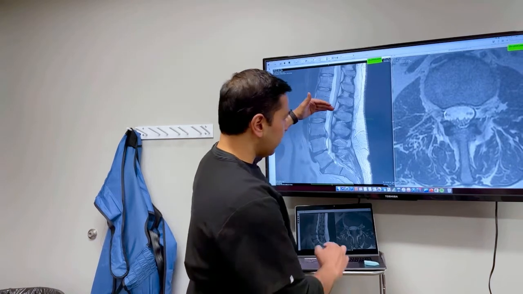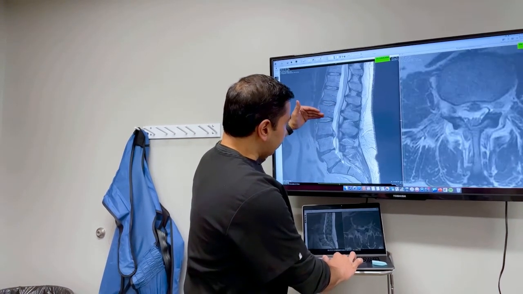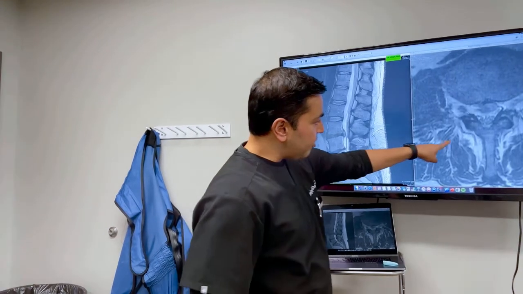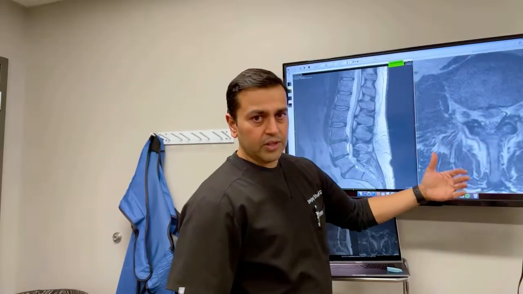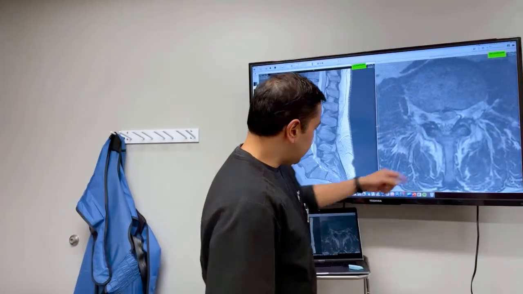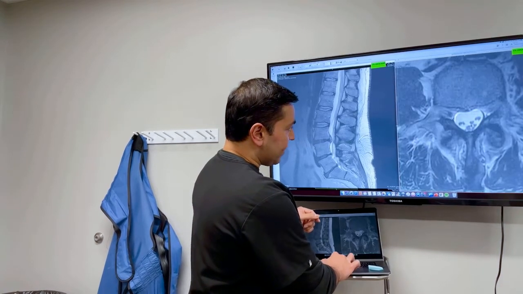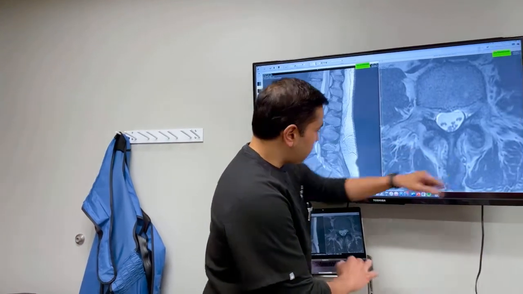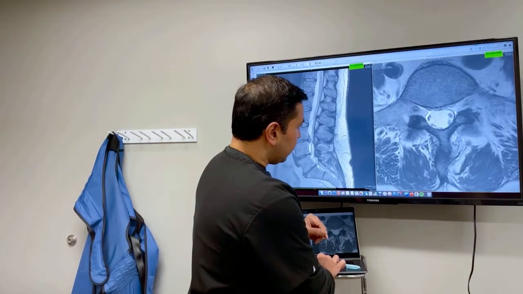So now this is the level above the herniation. Now as we go down after the level of the herniation, you can see the amount of fatty infiltration increases. So this can also cause a lot of low back pain symptoms. So we want to treat that as well. And you can see as we're going further down, there's even more fat in the multifidus muscles.